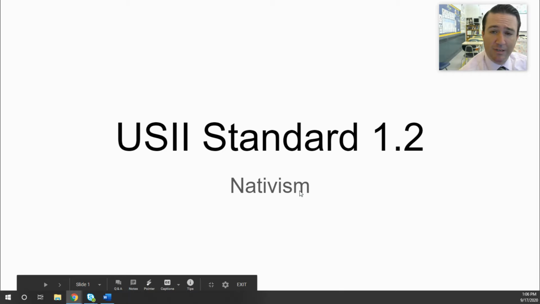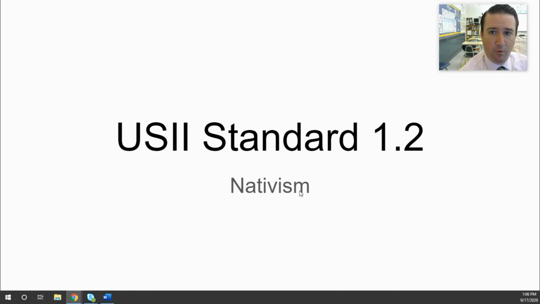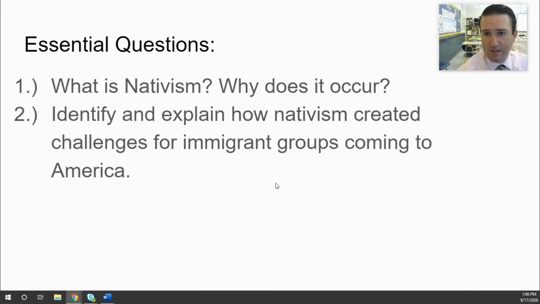Right, we're on to nativism. This is part of standard 1.2. We're talking about immigration. So nativism is something that we're going to talk about today, with some examples of that in this time period, especially where we're talking about the Second Industrial Revolution.